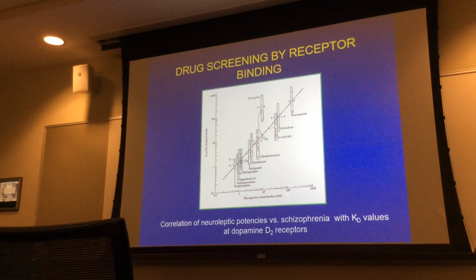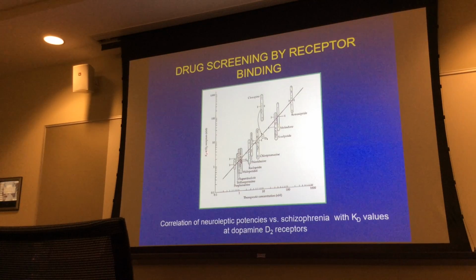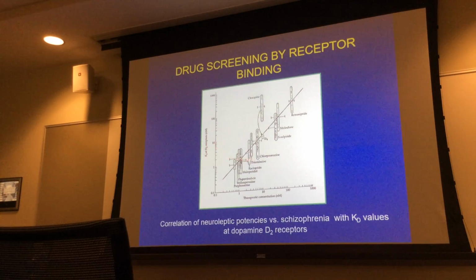So on the x-axis here, we've got a logarithmic plot of the concentration of drugs in blood, in plasma, that are required to produce therapeutic effects in schizophrenics. And on the y-axis, we've got the KD, I'd call it the KI, anyway, it doesn't matter. KD or KI of drugs at D2 dopamine receptors, okay?